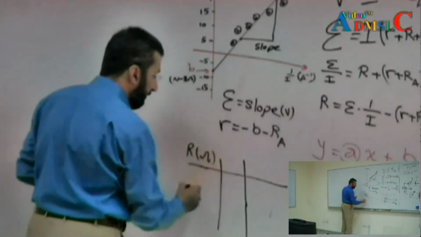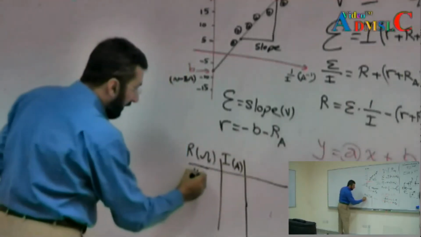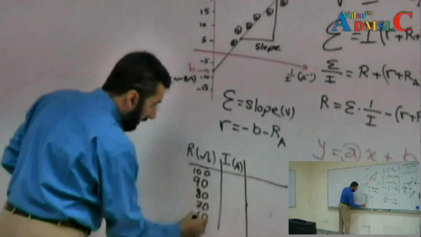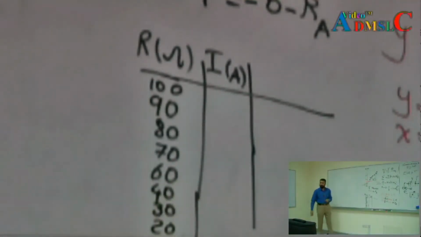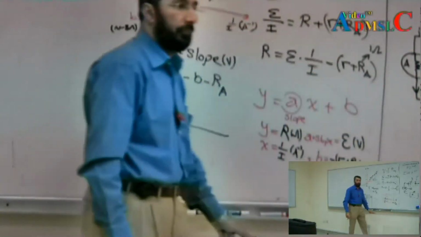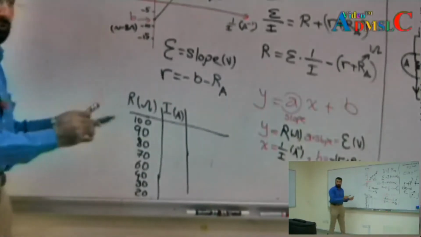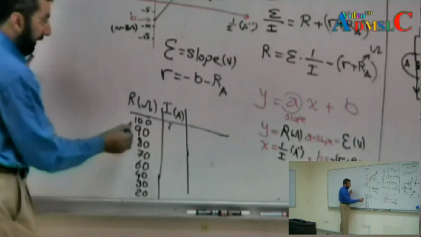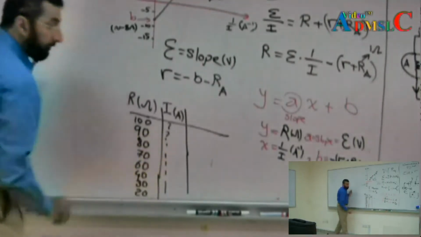This is R in ohm, and this is I in ampere. So R I will start with 100, 90, 80, 70, 60, 40, 30, and 20. From where did I get this R? From the resistance box. I will get I from the ammeter. For each case, I will get I from the ammeter. So here, what's the I when I have 100 ohm? What's the I when I have 90 ohm? And so on to the end.